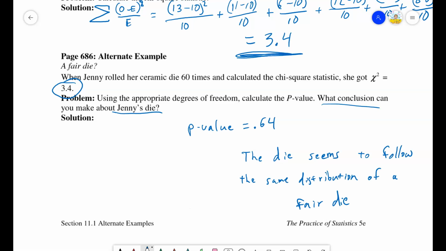And of course, keep in mind our conditions for inference, we still want to have a simple random sample. Rolling a die is a pretty obvious way to go about doing that. And we want our expected counts to all be at least 5. In this case, they were all at least 10.